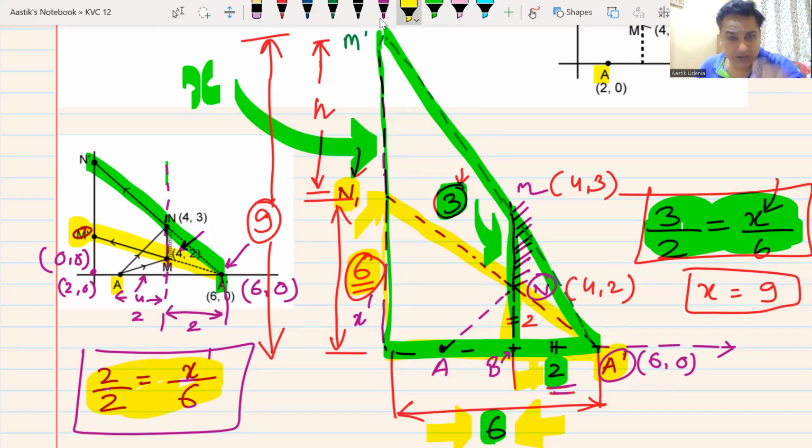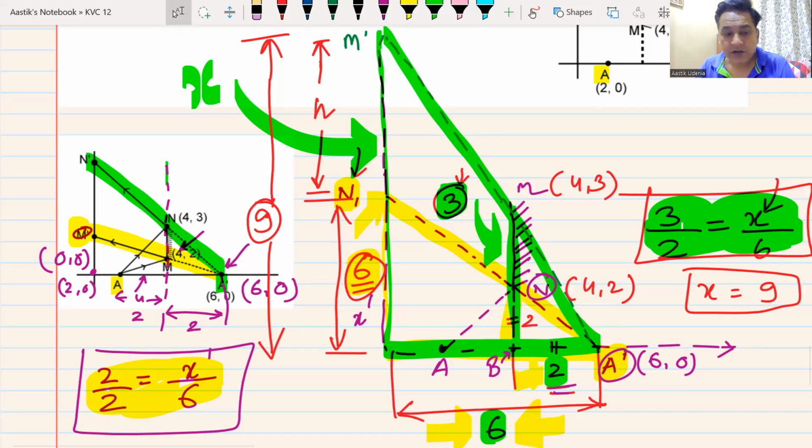In the smaller yellow triangle, both sides are 2 and 2. In the bigger yellow triangle, both sides are 6 and 6. In the smaller green triangle, the sides are 3 and 2. In the bigger green triangle, it is 9 and 6. Same ratio because they are similar triangles. Am I clear, beta? Okay. Have you drawn? Has everyone drawn this so I can move forward? Okay, I'll just give you a glimpse. Everyone has noted down.